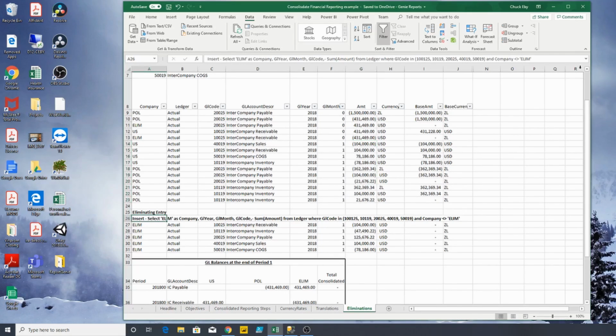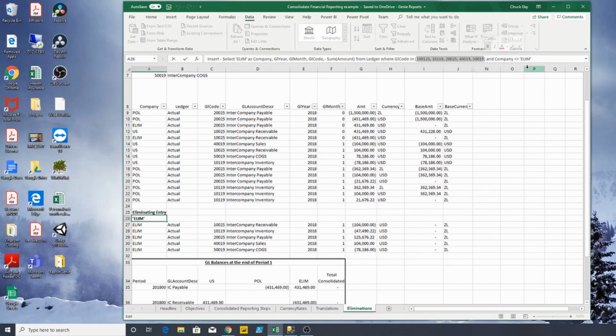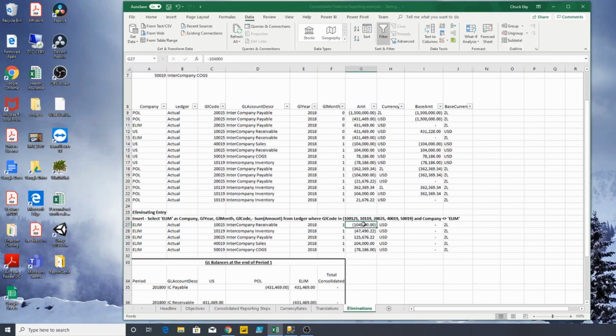So your insert script and your select script might look something like this. Select elim as company, GL year, GL month, GL code, minus sum of the amount from the ledger, where the GL code is in these intercompany accounts, and company is not equal to elim. So if you've already got transactions in there for the eliminating business unit for these GL codes, you don't want to include those in the period calculation. So once we get down here, we have all of this netting that takes effect.